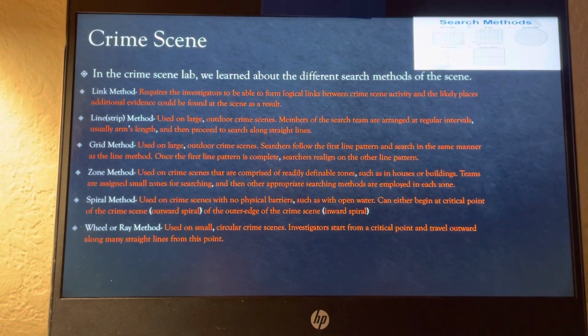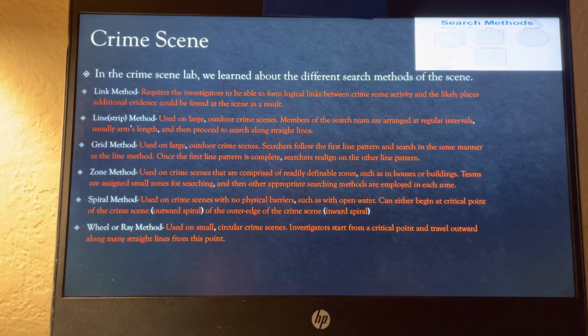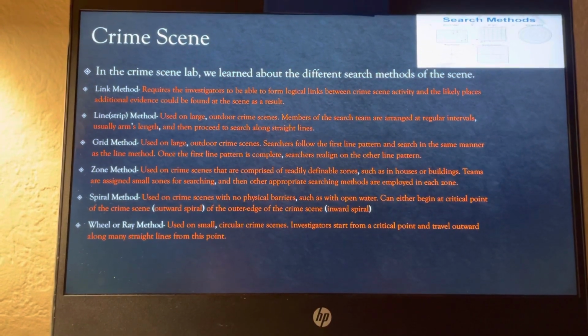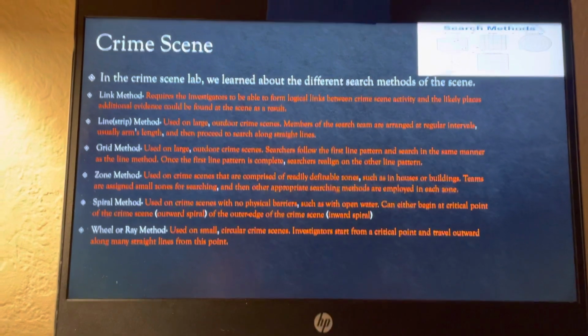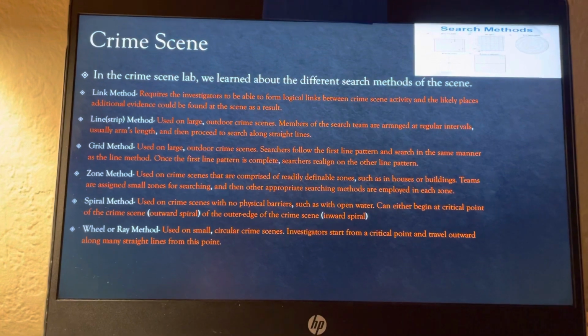Grid method is used on large outdoor crime scenes. Follow the first line pattern and search in the same manner as the line method. Once the first line pattern is complete, searchers search the region on the other line pattern.